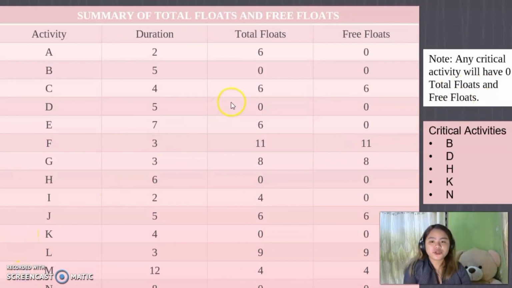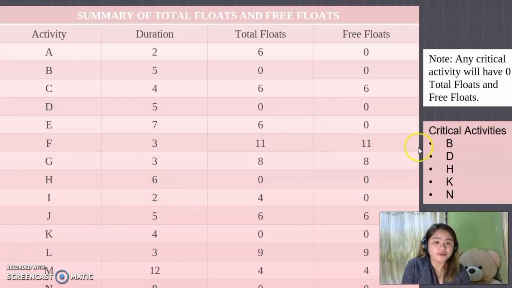So now let's check our critical path. Activity A is not on the critical path. B, yes, 0, 0, so this is our critical path. And D, 0, 0. And H, 0, 0. And K, 0, 0. And last is N, 0, 0.